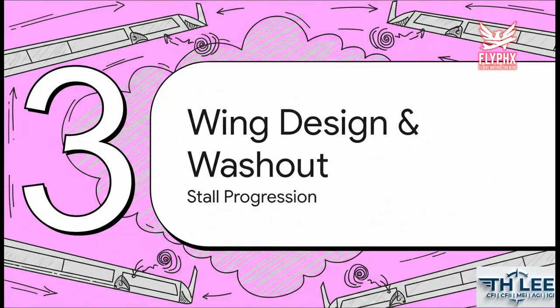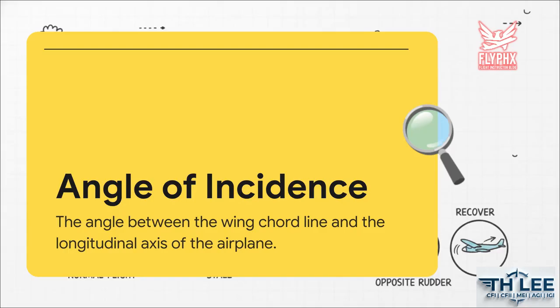Let's head into Section 3, Wing Design and Washout. This is where we see how aircraft engineers have our backs. Jot this term down, angle of incidence. Unlike the angle of attack, which you actively control with the yoke, the angle of incidence is literally built into the airplane at the factory. It's the fixed structural angle at which the wing is attached to the fuselage. If you look at an airplane from the side and see the wing tilted slightly upward, that's your angle of incidence.